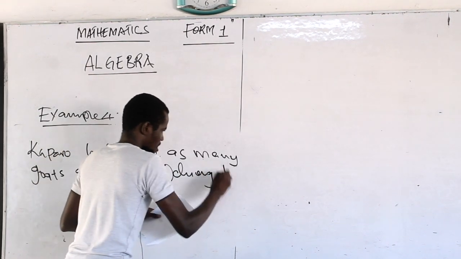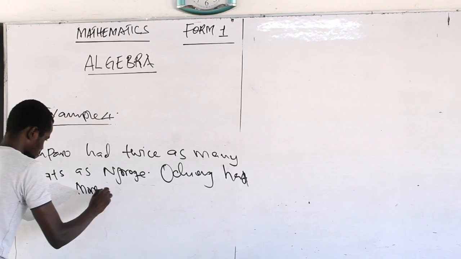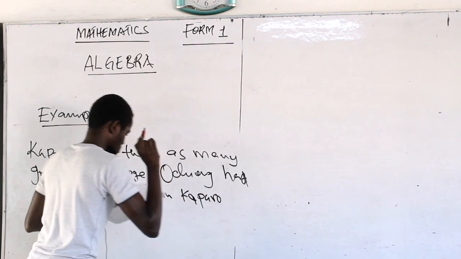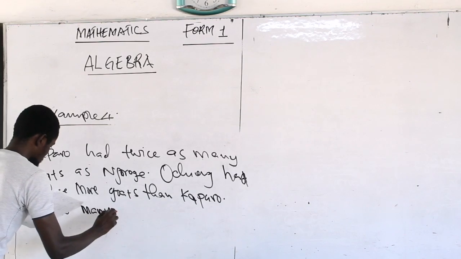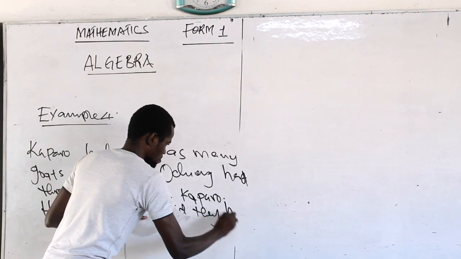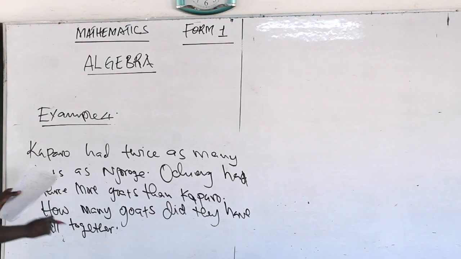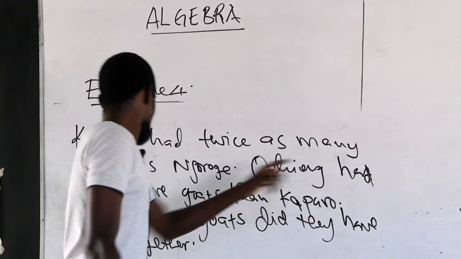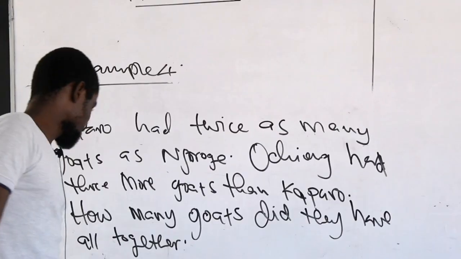Ochieng had 3 more goats than Caparo. Full stop. How many goats did they have altogether? Yes, Caparo had twice as many goats as Njoroge. Full stop. Ochieng had 3 more goats than Caparo. How many goats did they have altogether?